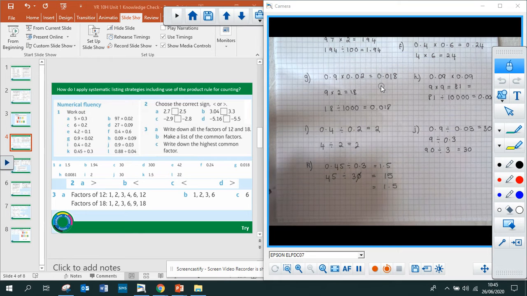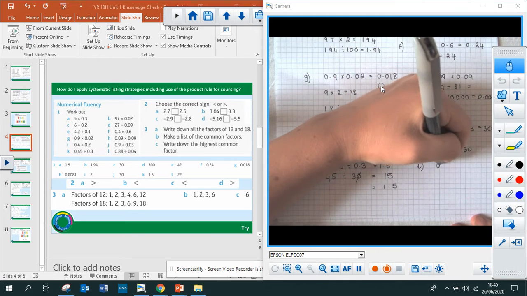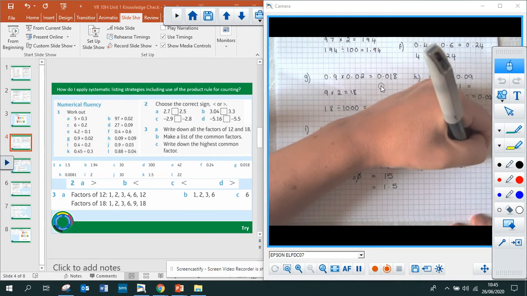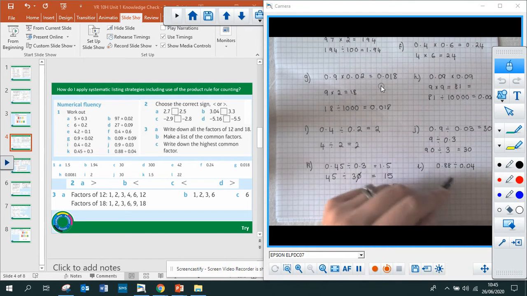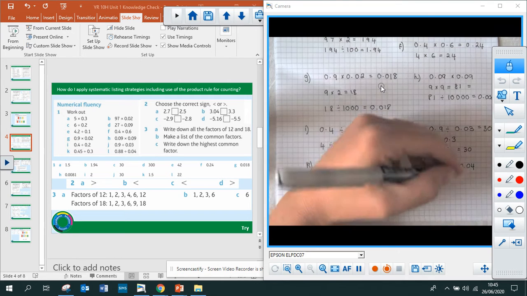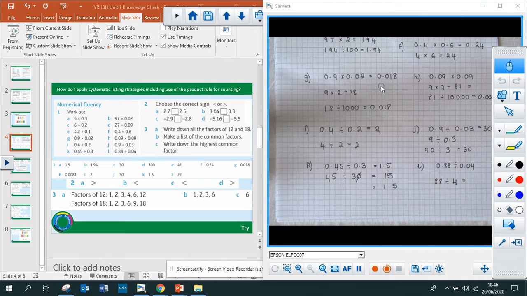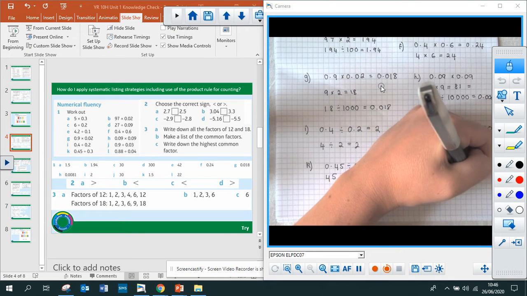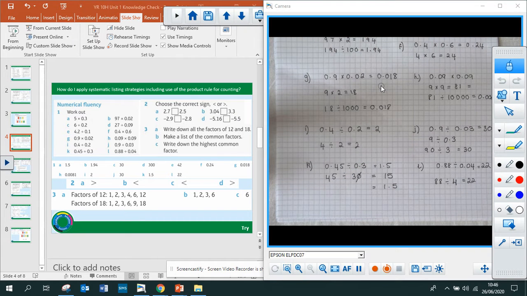And then the last one, L, we have 0.88 divided by 0.04. I'm going to multiply them both by 100 because it's a division, and that will get rid of the decimals in both. And it gives me 88 divided by 4. As they're both changed at the same rate, whatever my answer is for here, it's going to be the same for my 0.88 divided by 0.04, and that is 22. Okay, and that's question 1 finished.